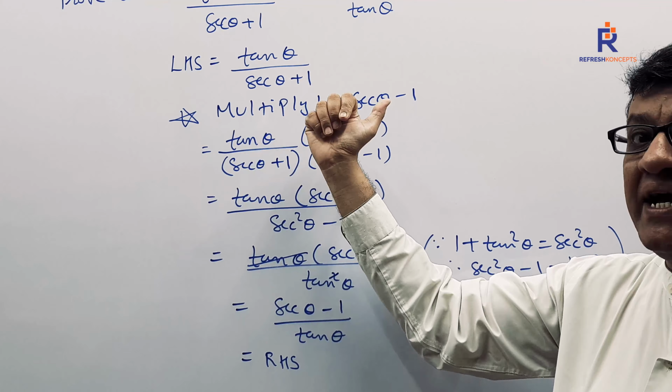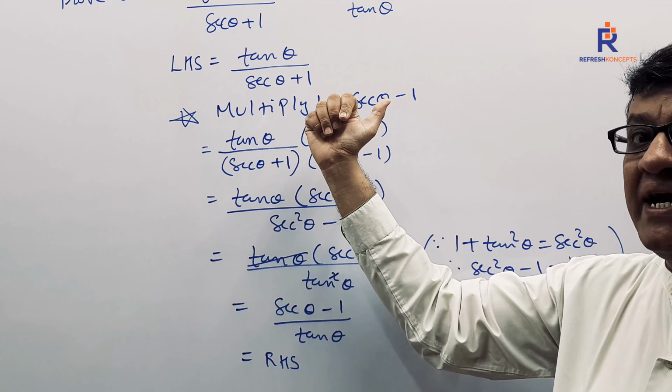What exactly am I going to do in this kind of sum? Children, I'm going to look at my RHS. Not only am I going to look at my LHS, I'm going to look at my RHS also simultaneously. What do I see in my LHS? Tan theta upon sec theta plus 1, whereas in my RHS, within the numerator, I want sec theta minus 1.